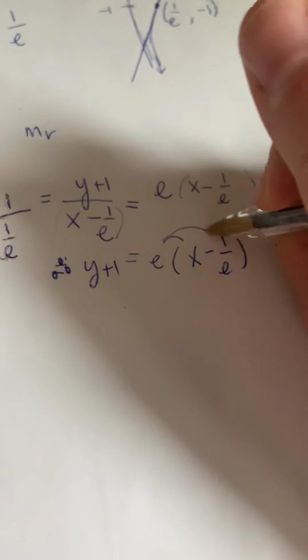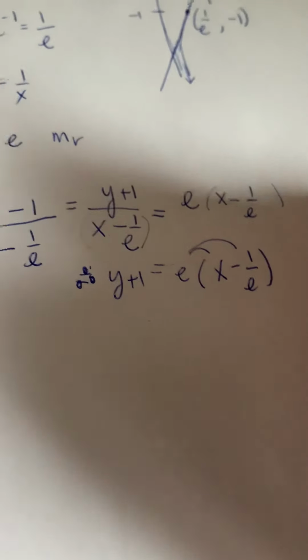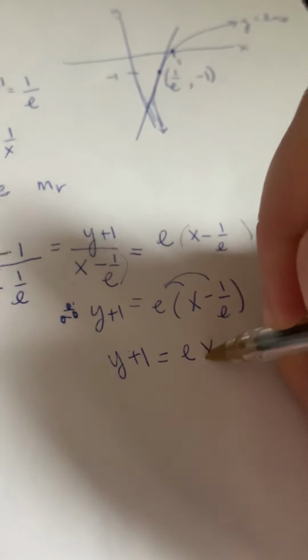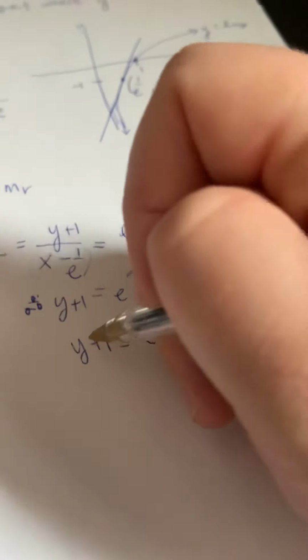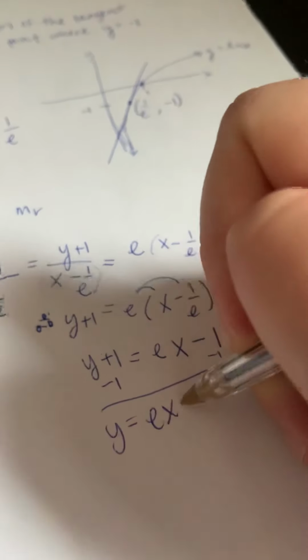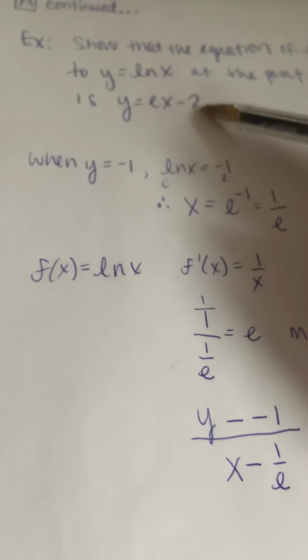And when you distribute to both terms, I'm going to have y plus 1 equals ex minus 1. Then I'm going to subtract 1 from both sides. y equals ex minus 2. And that's what we originally were given, and that's how we had to prove it.